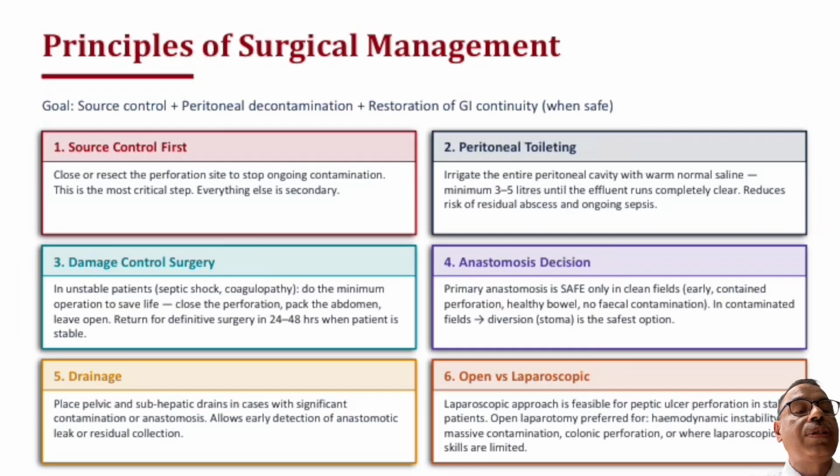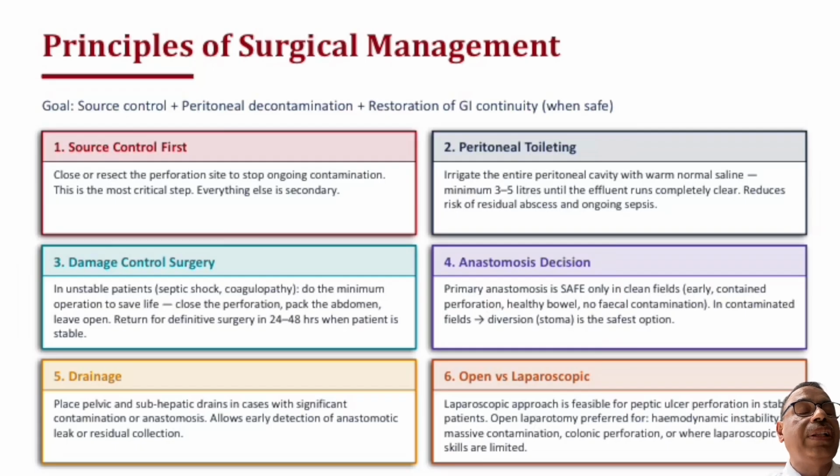The anastomosis decisions. Suppose a part of bowel is to be excised, whether to do a primary anastomosis or not, there is a very clear-cut instruction that primary anastomosis is safe only in clean fields. And what is a clean field? When the bowel is healthy, the leakage is early. That means in the initial phase when there is no bacterial contamination. So if it is done within say 6 to 8 hours post perforation, there is no fecal contamination. In such cases, the chance of holding of primary anastomosis is much more than a creation of a stoma.